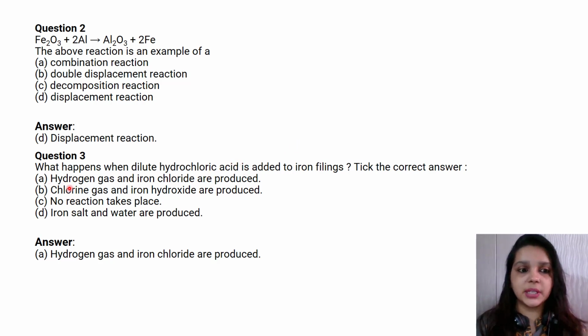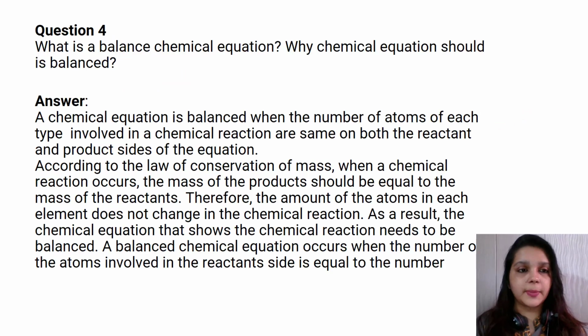So our first statement itself is correct. Hydrogen gas and iron chloride are produced. Let's see if there are multiple answers to it. Chlorine gas and iron hydroxide are produced. Definitely no, hydrogen gas is released, we all know. No reaction takes place, again is wrong. Iron, salt and water are produced. Whoa, no. Right? So the first one is correct. Hydrogen gas and iron chloride are produced.